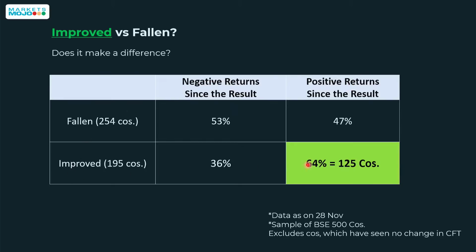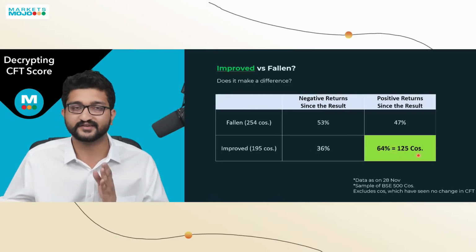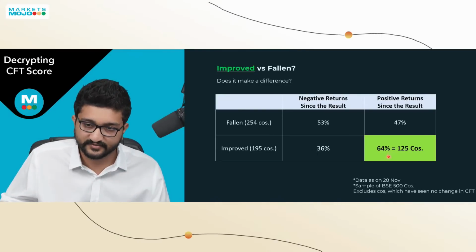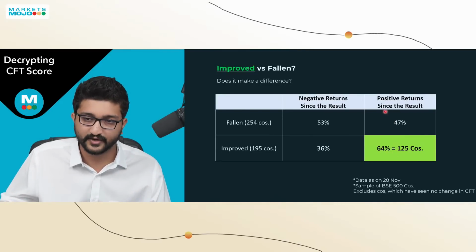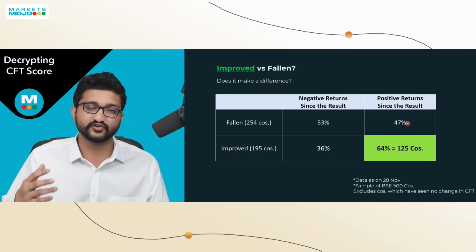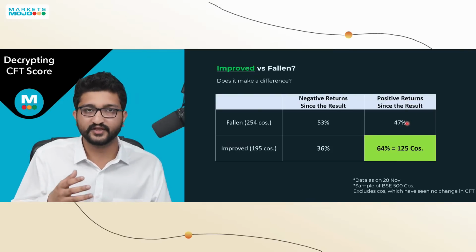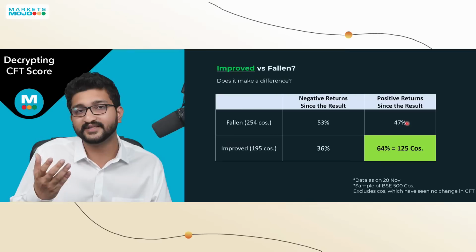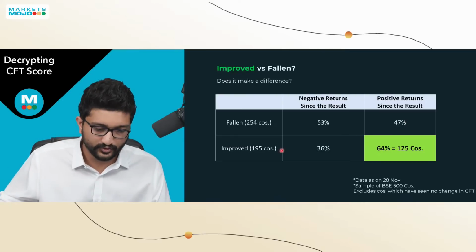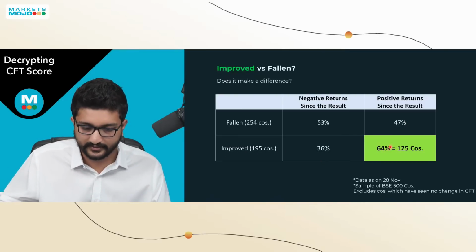Let's look at this particular quadrant over here. 195 companies have improved the CFT score, from which 64% or 125 companies have seen positive returns since the result. This is a very good trend. If you look at improved companies, 64% strike rate hai apna. These companies have actually moved up, with positive returns since result. This is what we're trying to find out today: after the company declares its results, which companies actually move up. So if you see improved, 64% strike rate.